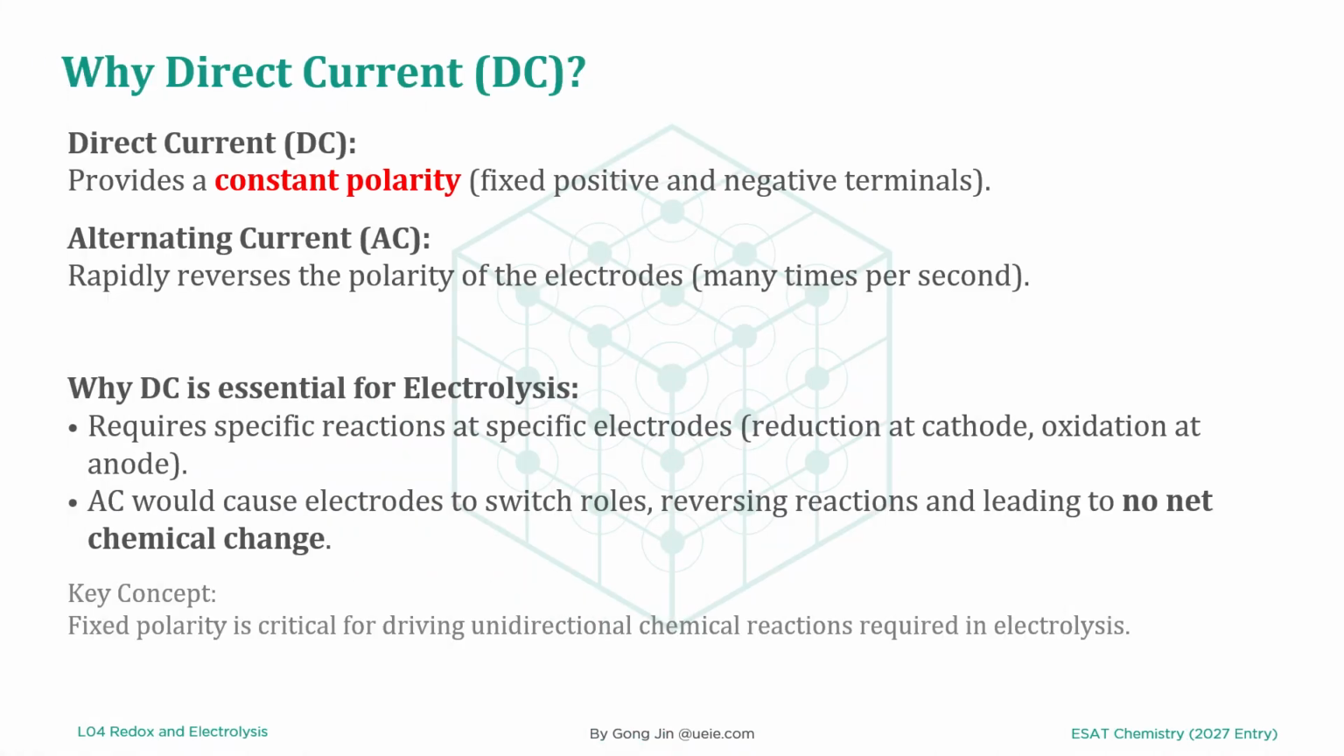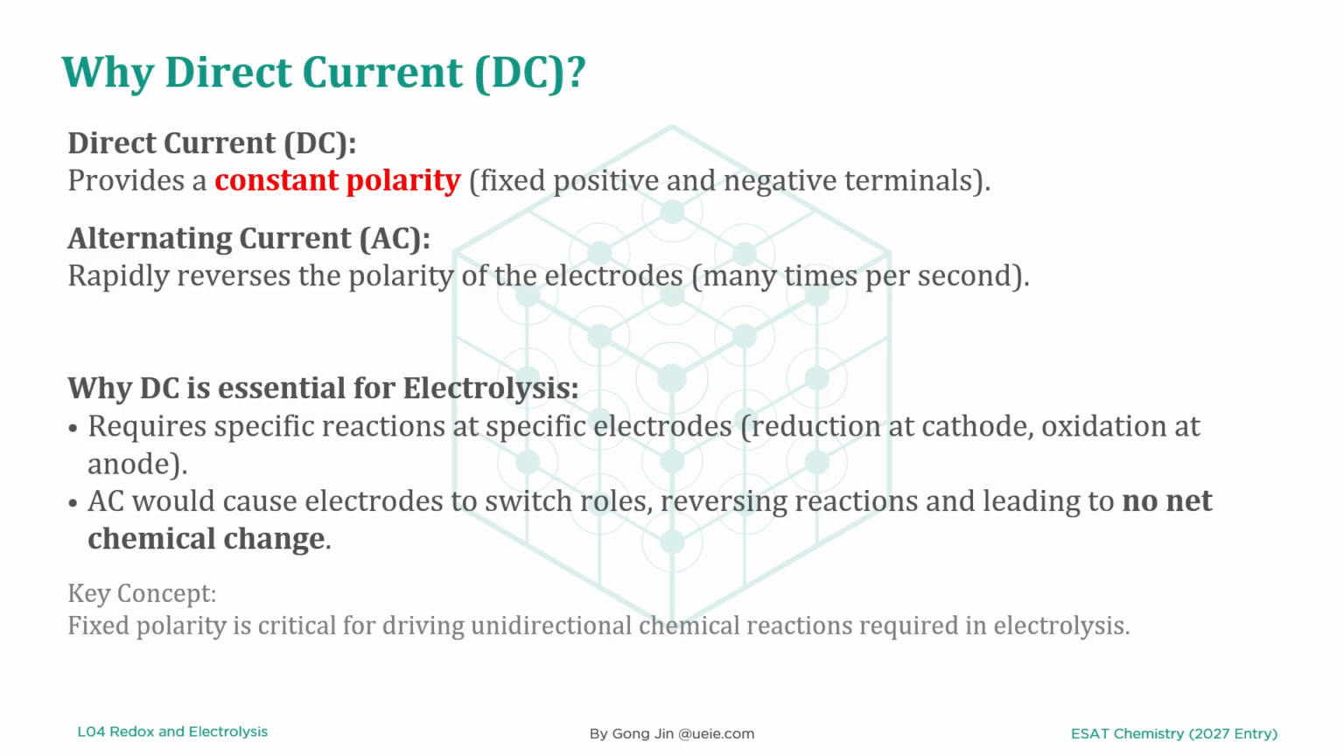Now, why do we use a direct current power supply and not alternating current? Think about it. In electrolysis, we need specific things to happen at specific electrodes: reduction at the cathode and oxidation at the anode. If we use alternating current, the positive and negative terminals would flip back and forth really fast. The electrodes would keep switching roles, and the reactions would just undo themselves immediately. No net chemical change would happen.